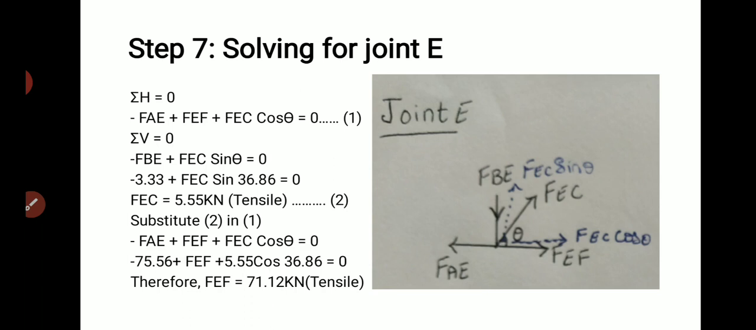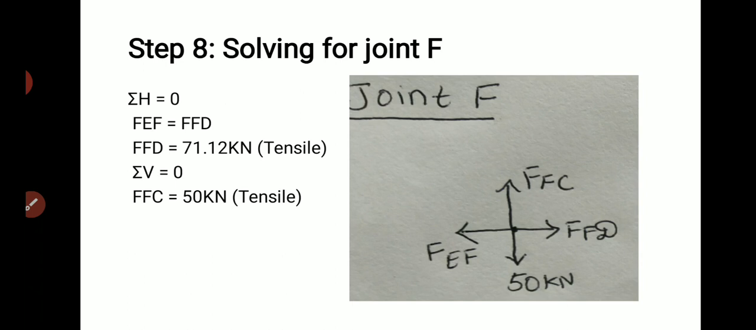And again, applying the equilibrium condition in the vertical direction, here minus FBE plus FEC sine theta is equal to 0. If I solve these equations, I will get FEC as 5.55 kilonewton, which is a positive value. Therefore it is taken as tensile in nature. So substituting the value of FEC in equation 1, I will get the value of FEF as 71.12 kilonewton, which is a positive force, hence it is tensile in nature.